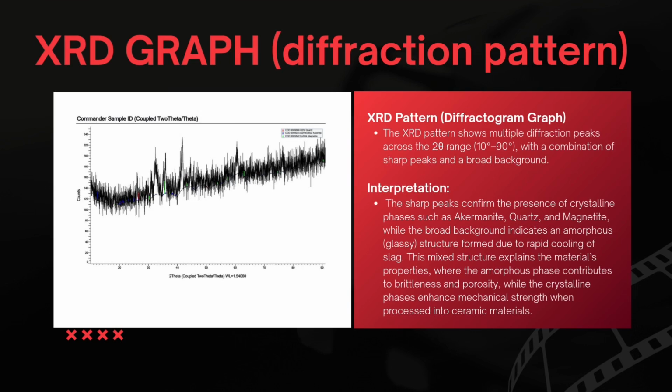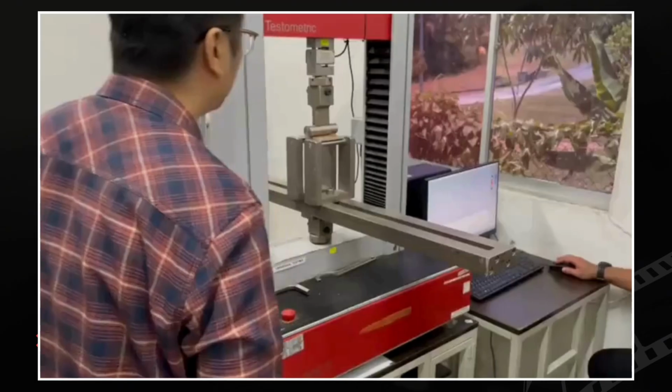The XRD graph shows several sharp peaks together with a broad background. The sharp peaks confirm the presence of crystalline phases such as akermanite, quartz, and magnetite. The broad background indicates the presence of an amorphous glass or glassy phase formed due to rapid cooling. This shows that the slag contains both crystalline and amorphous structures.